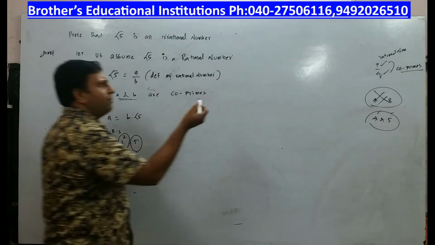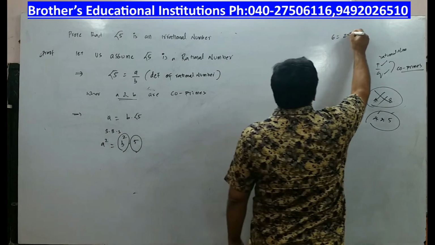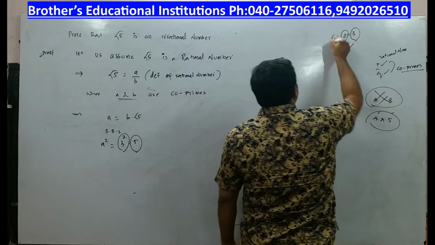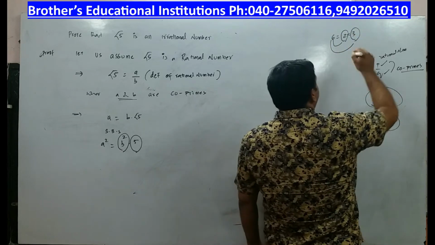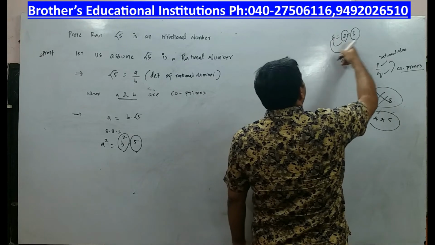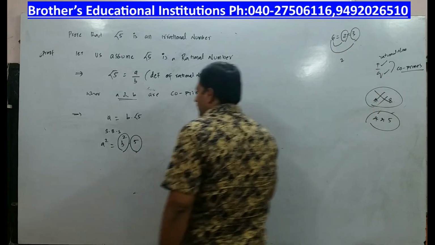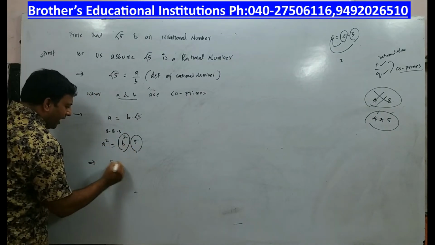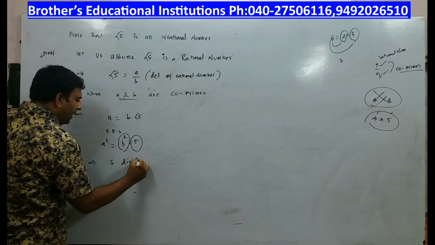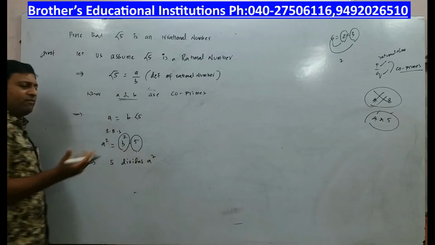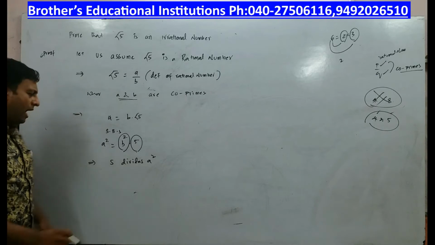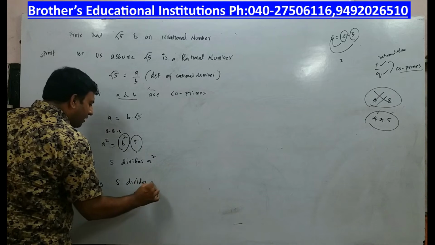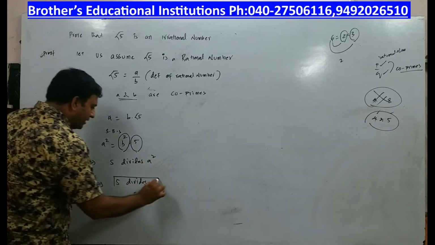See, a simple example. Suppose I write 6 is equal to 2 into 3. What does it mean? 2 is a factor of 6 as well as 3 is a factor of 6. Or I can write 2 divides 6 and 3 divides 6. So when I write a square is equal to b square into 5, it implies 5 divides a square, and we all know that if 5 divides a square, automatically 5 divides a. This I'll put in a box.